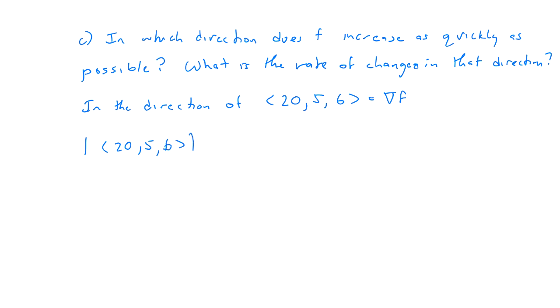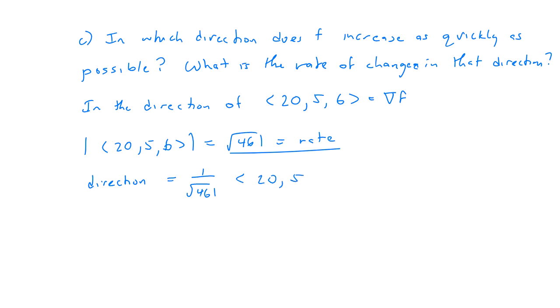One over the square root of 461. I'm going to do it in 2 steps, because in getting the length, I'm answering one of the 2 questions, which is that's the rate of change in the direction. And then the direction is the actual unit vector in the direction of the gradient.